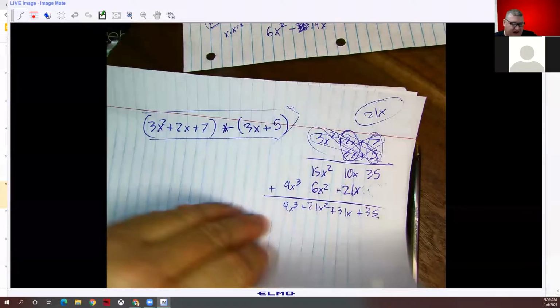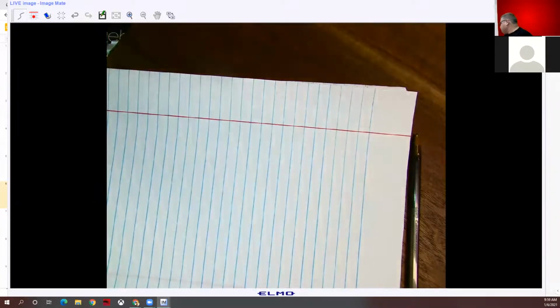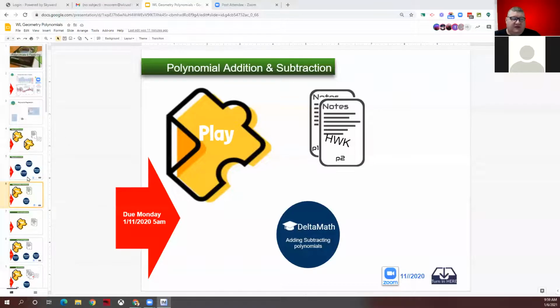Okay, so that is adding, subtracting, and multiplying polynomials. Now, that shouldn't be a huge challenge for you. It does follow the same rules as elementary school. But you guys have more than enough to accomplish.